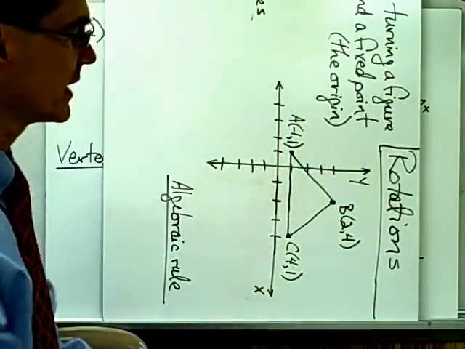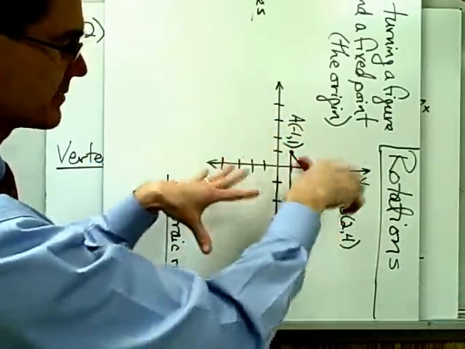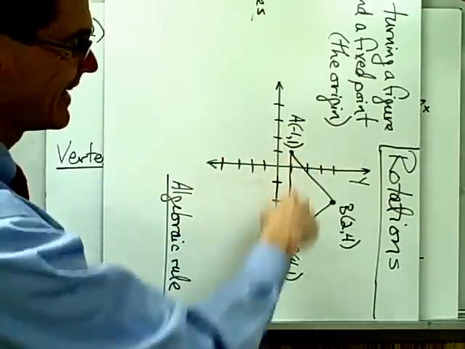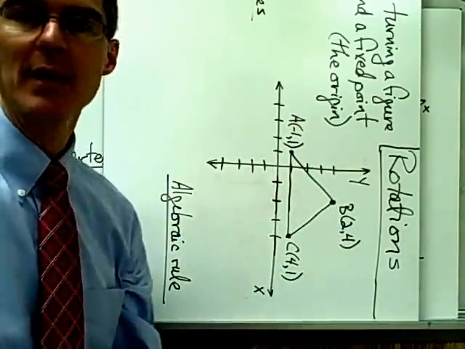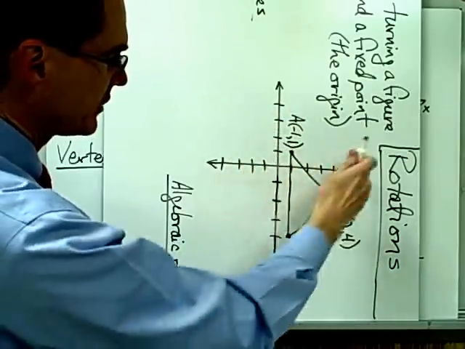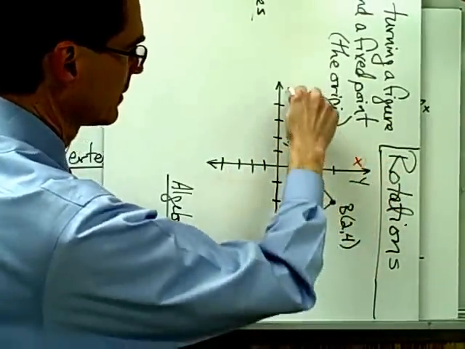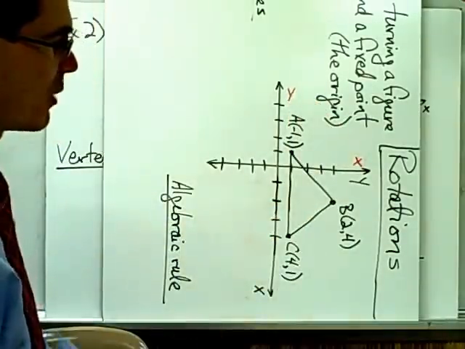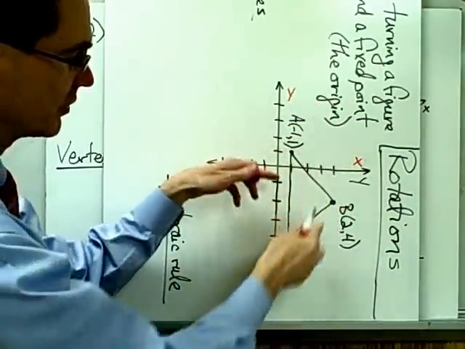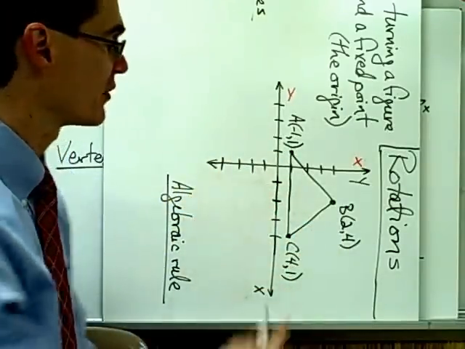So example 1 is rotating 90 degrees clockwise. If I turn my entire set of xy axes 90 degrees clockwise, this is what my rotated figure looks like. After I've rotated my figure, this axis here is going to be my x-axis and this axis here is going to be my y-axis. Now I can write down the new coordinates for each of my vertices.